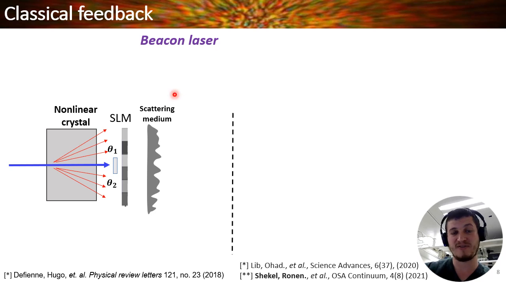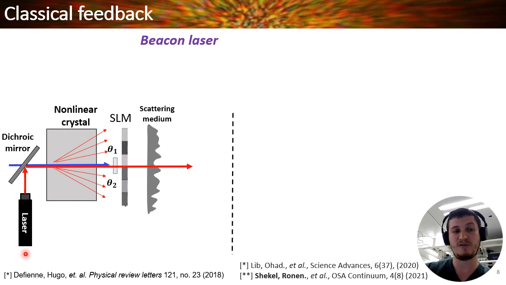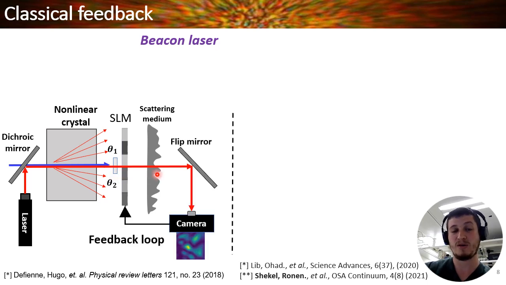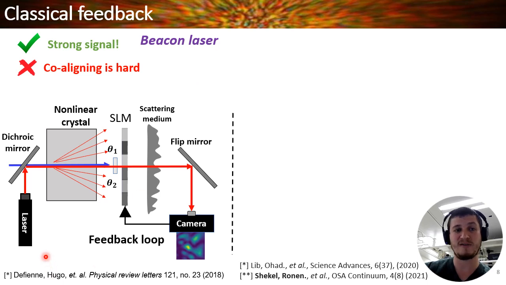This can be done in several ways. The first way is using a beacon beam. We can align an external beacon beam with the optical axis of the SPDC process, send it through the same scattering media, and use it as feedback. This is great since it provides us with a strong signal. But the problem is that co-aligning the laser with the entangled photons might not always be so easy.